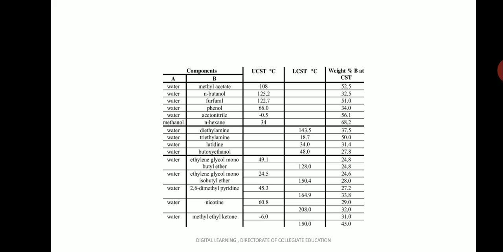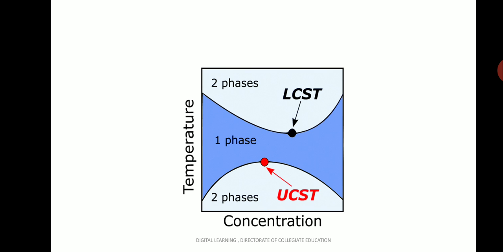You have several examples of binary liquid mixtures shown here, which possess only UCST, only LCST, and both UCST and LCST. The compositions of the single phase are also shown in the last column. This is another figure depicting LCST and UCST.